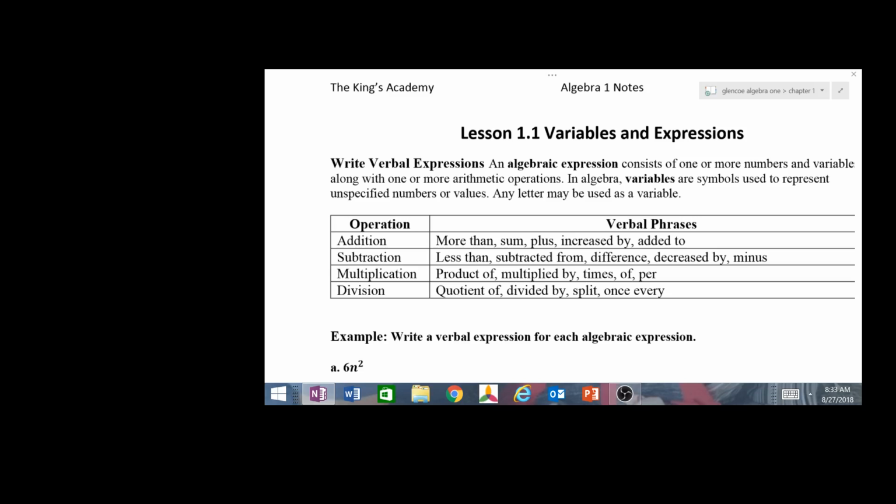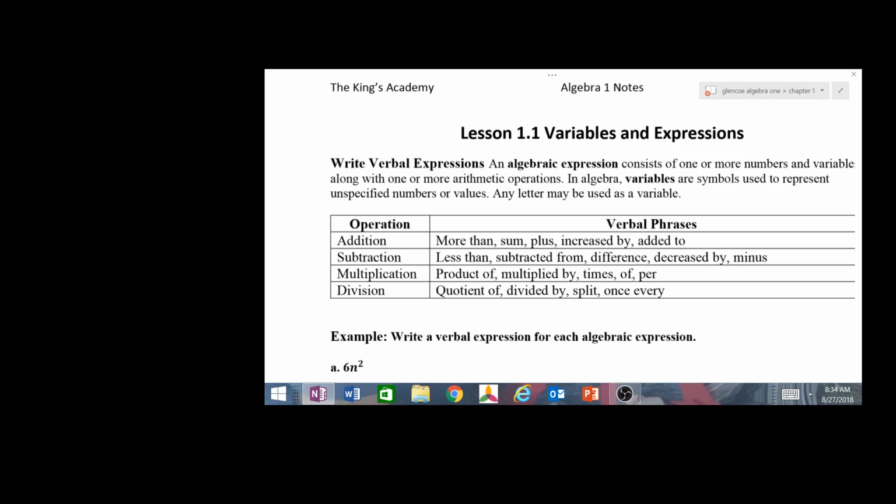Okay, so the first thing we're going to talk about today is how to write a verbal expression. An algebraic expression consists of one or more numbers and variables along with one or more arithmetic operations. So we all know the four operations of math: addition, subtraction, multiplication, and division. In algebra, variables are symbols that are used to represent an unspecified number, and you can use any letter.